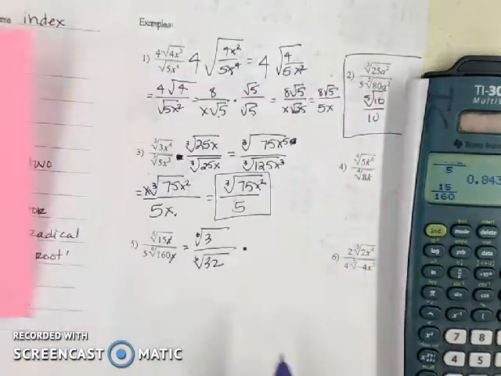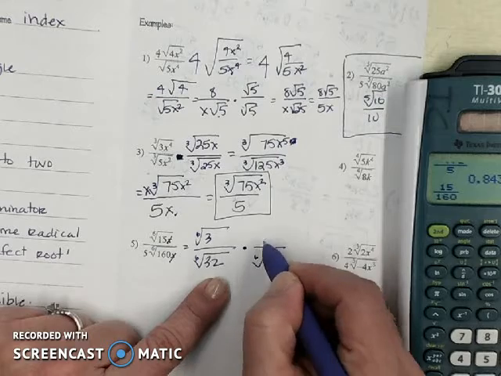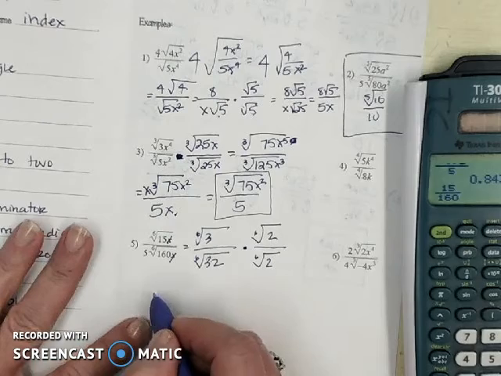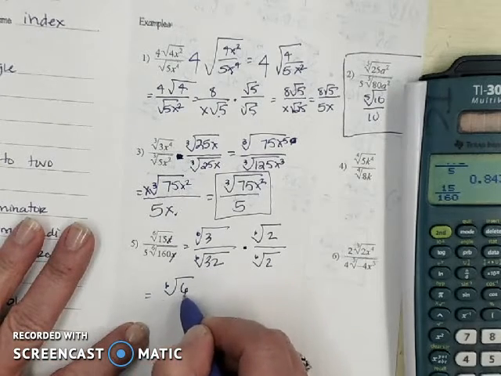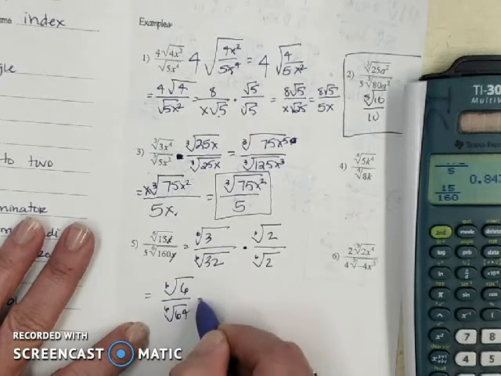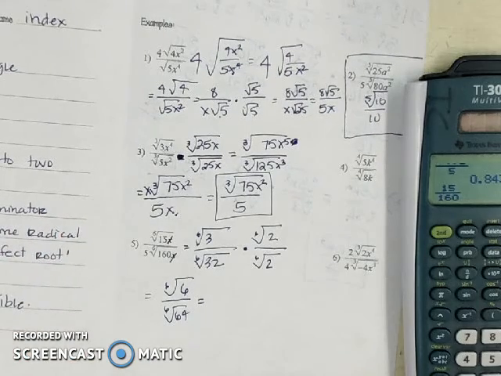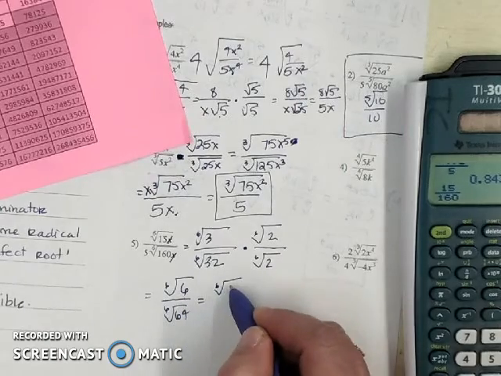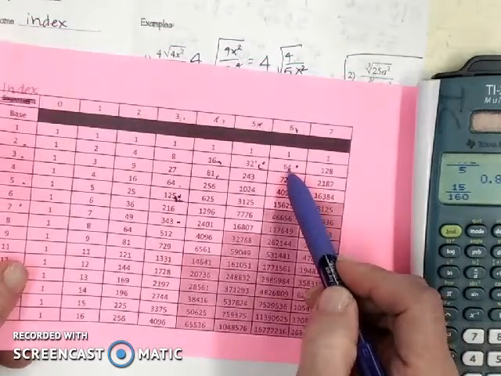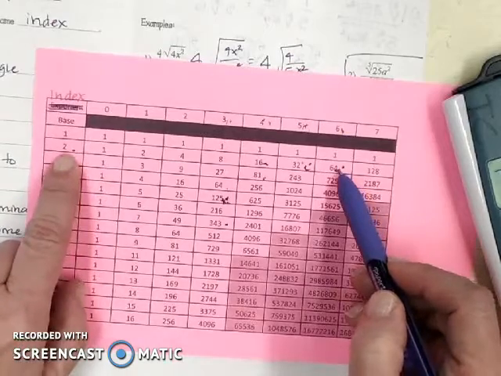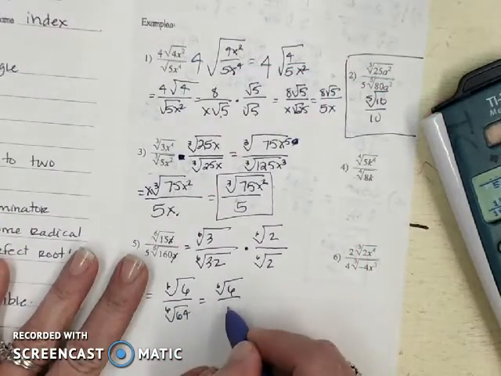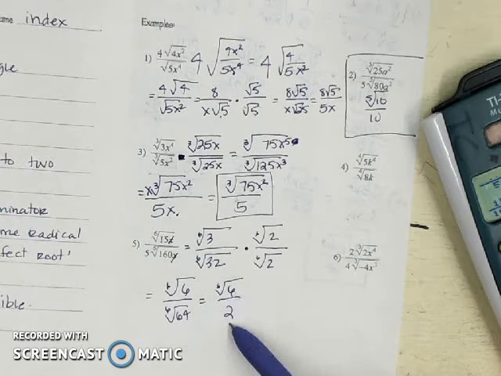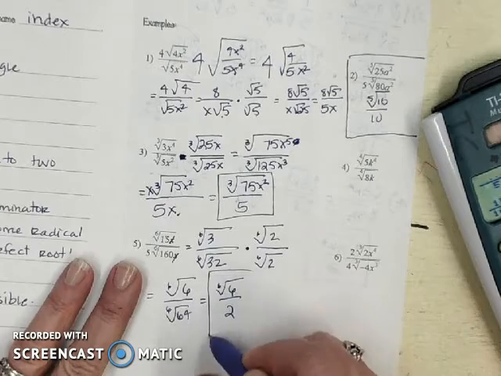So what times 32 will give me 64? So I have the 6th root of 6 over the 6th root of 64. I know you want to say the 6th root of 6 is 1, but you would be wrong. You cannot take the 6th root of 6. And the 6th root of 64 is 2. You cannot simplify the 6th root of 6 over 2 because 6 is in the radical, 2 is not. Final answer. Right there.